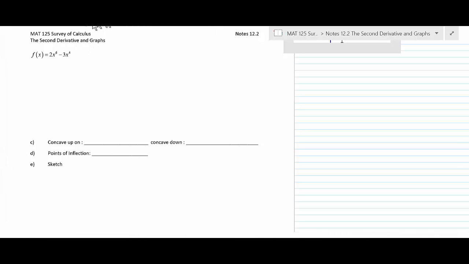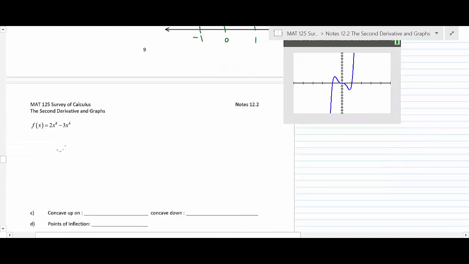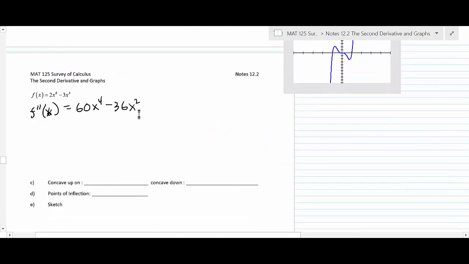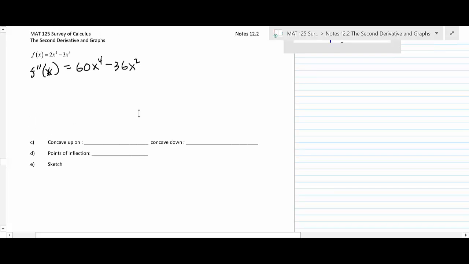So our second derivative we already did, that was 60x to the fourth minus 36x to the second. Now we're going to go to the concavity. What is a common factor you can take out? 12x squared. Okay, that's good. So you can take 12x squared out. So that's going to be 5x to the second minus 3. That's your factoring there.